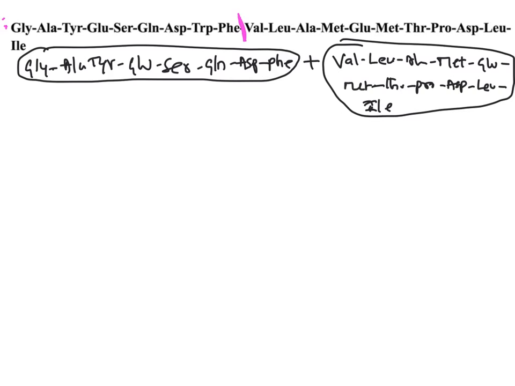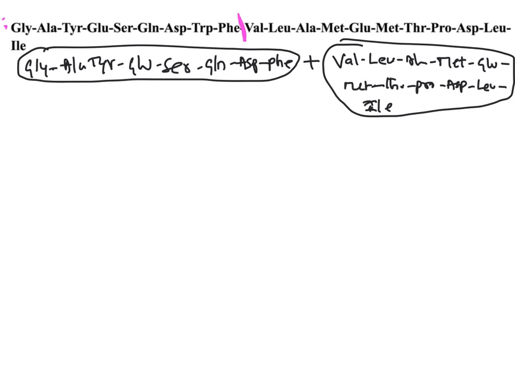So we have glycine, alanine, tyrosine, glutamate, serine, glutamine, aspartate, and phenylalanine. In the intestine, we have chymotrypsin, elastase, carboxypeptidase A, and carboxypeptidase B. Trypsin is specific for lysine and arginine. Let's see if there is any lysine and arginine in the first polypeptide fragment. We don't have any lysine and arginine there. So for trypsin, no lysine and arginine. Let's move on to chymotrypsin.